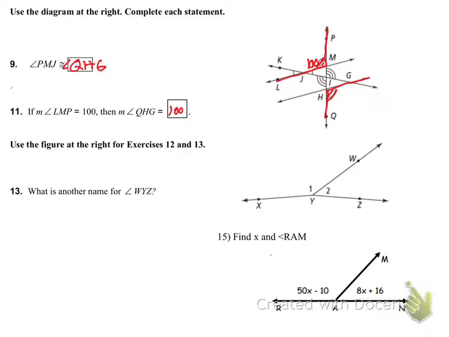All right, let's keep going here. 13, what is another name for WYZ? So WYZ, there's 2 names that you could do it. You could do just angle Y, but then you could also just reverse it and have it angle ZYW.